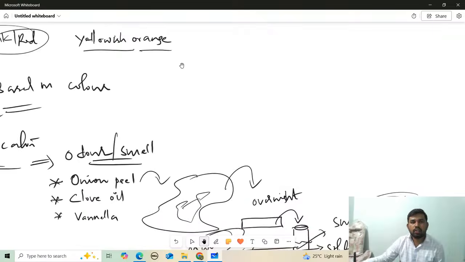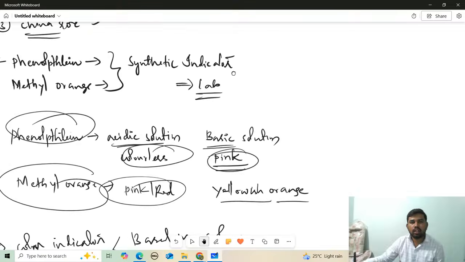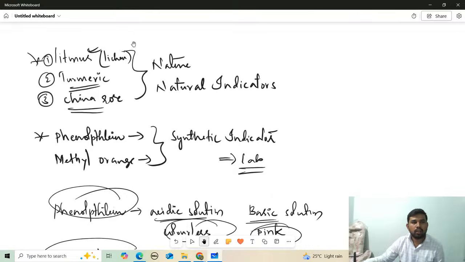Natural indicators are, we can say, litmus paper, litmus solution, turmeric powder, and china roses. As they are obtained from nature, we can call them natural. Similarly, phenolphthalein indicator and methyl orange indicator are prepared in the laboratory. That's why these are called synthetic indicators. Synthetic means a prepared, man-made, artificial indicator. They are not exactly man-made; they take some chemicals and prepare them.